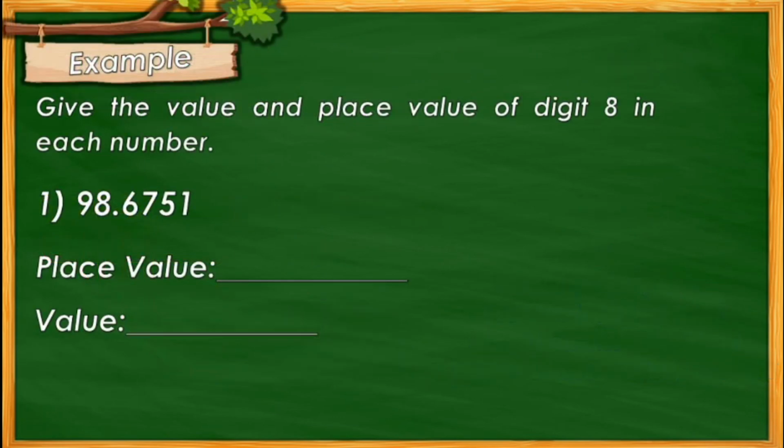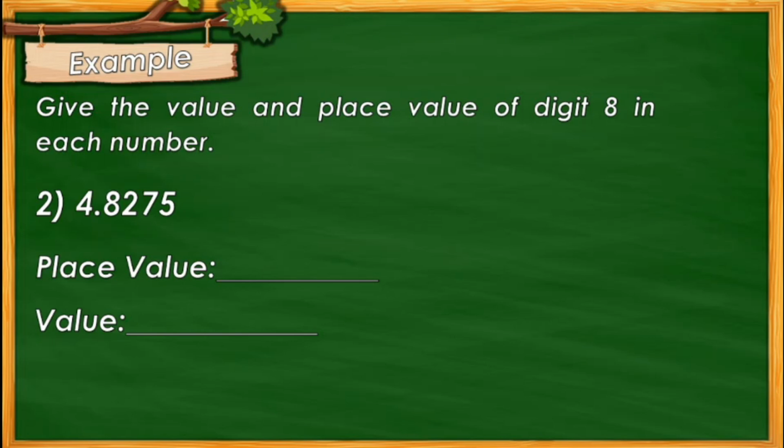Now, let's have an example. Give the value and the place value of digit 8 in each number. So let's proceed to number 1. 98 and 6,751,000. Now, what would be the place value of digit 8 in number 1? Very good. This is ones, because the digit 8 is placed in a whole number. So we start with ones, tens. So this would be ones. What would be the value? The value is 8. Very good.